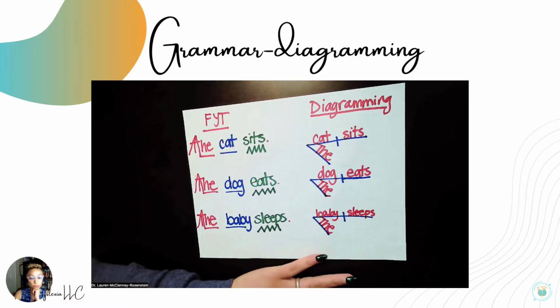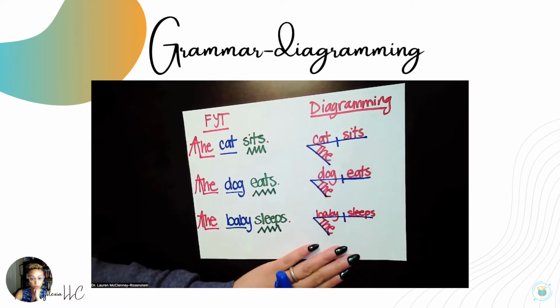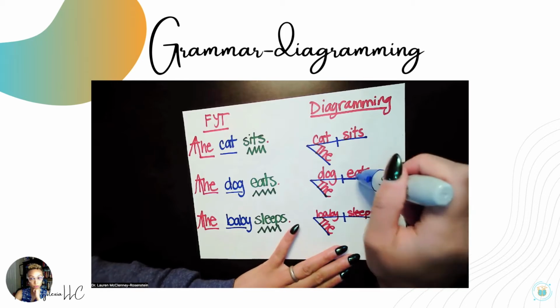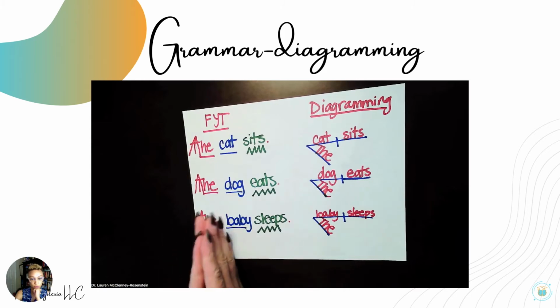So when we expand and add in adjectives, it's going to come off the noun. When we expand and add in adverbs, it's going to come off the verb. So again, that's a quick tutorial on the differences between framing your thoughts versus diagramming. Both work. It's just a matter of what works for your child.